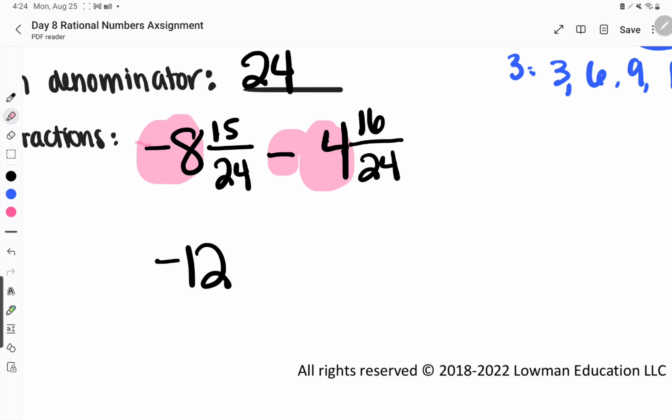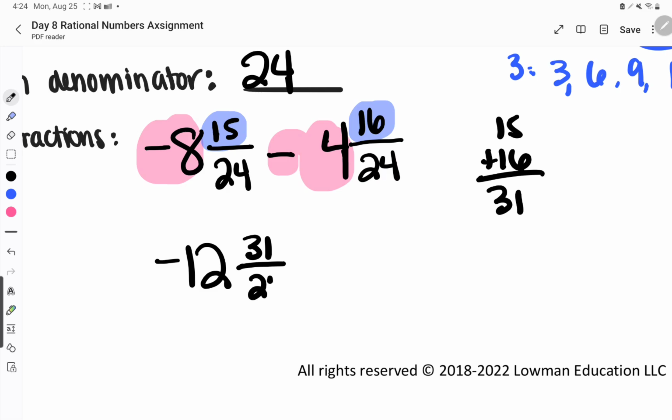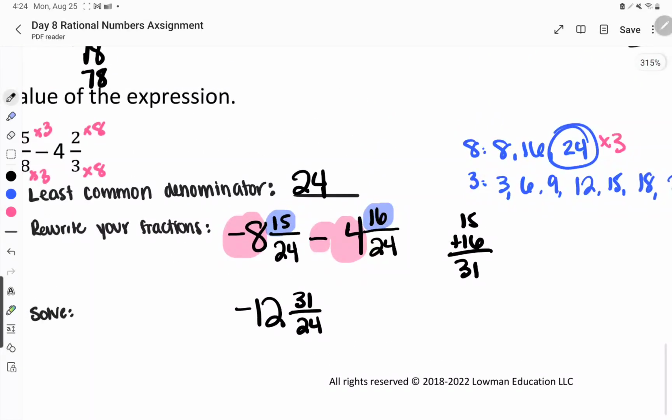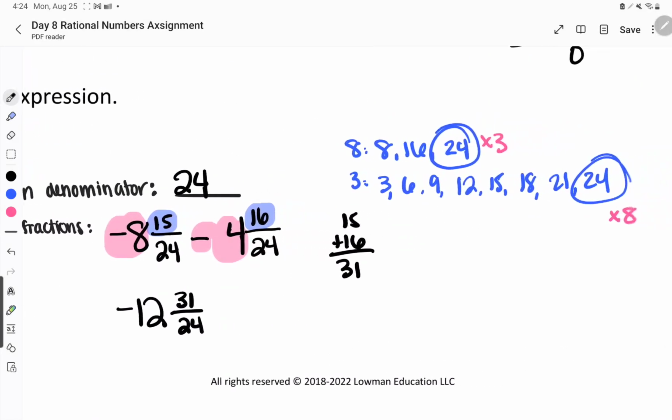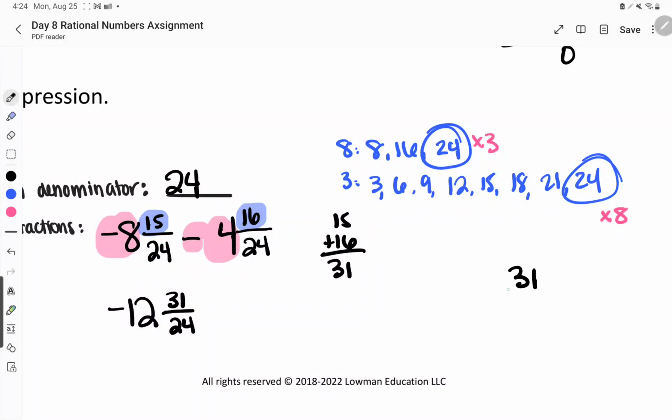After that, we have 15 and 16. 15 plus 16 gives me 31. So I have 31 over 24. I can't have 31 over 24, so how do I turn an improper fraction into a mixed number? We divide. So we do 31 divided by 24.